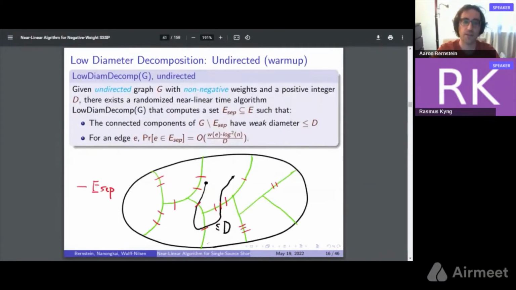So let's have a picture. Basically, you start with your graph G, the black ball, and you can decompose it into these green components such that each component has weak diameter d. So meaning for any two vertices in the component, there's some path of length at most d. That path might leave the component. That's why it's weak diameter. But still, there's a short path between any two vertices in the component. And then you have this small number of crossing edges, and each edge has a small probability of being one of these red edges.